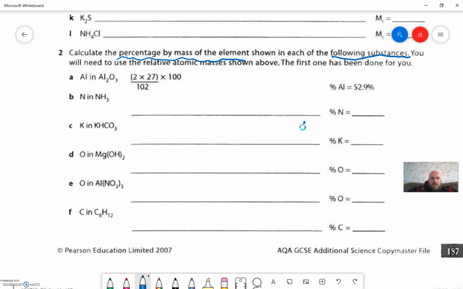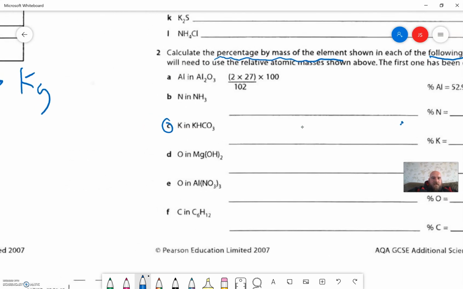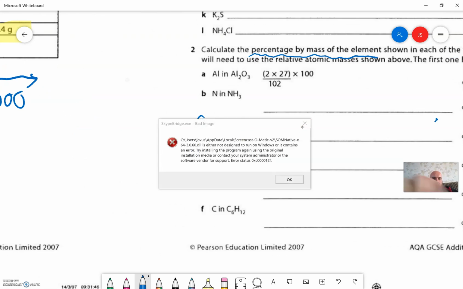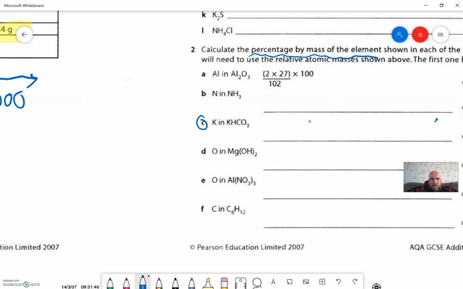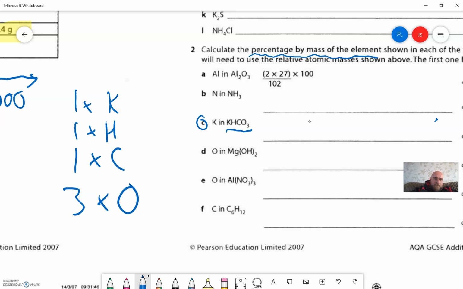So let's just show you an example. Let's do C, for example. I'm asked to work out how much potassium there is in potassium hydrogen carbonate. So I'll do a bit of working over here. KHCO3. Let's work that out. We've got 1 K, 1 H, 1 C, 3 O's. And then finally the mass numbers from the top. Potassium is 39, hydrogen's 1, carbon's 12, oxygen's 16.